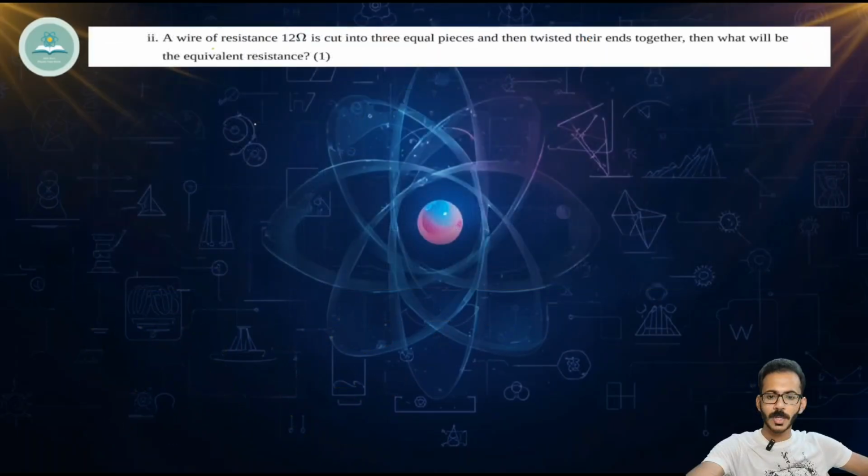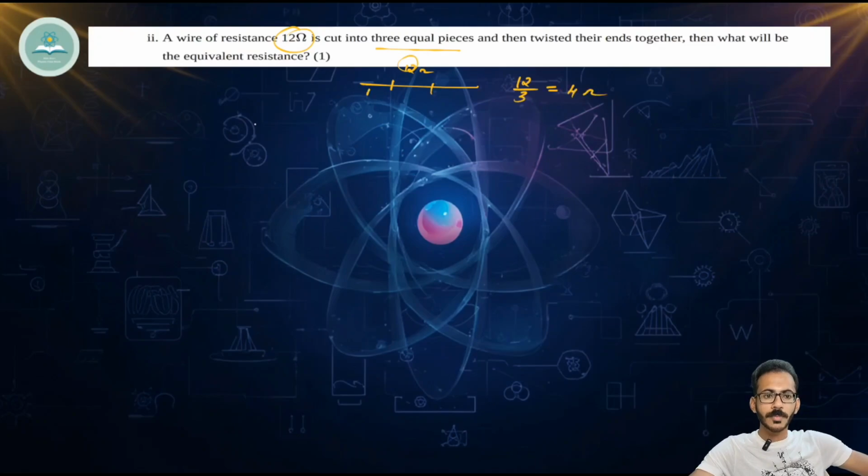In the second question, a wire of resistance 12 ohm is cut into 3 equal pieces. Just now we have seen a similar question. If the same piece of wire is cut into 3 equal pieces, its total resistance is 12 ohm. So if we divide 12 by 3, then each piece will be 4 ohm. So each piece will be 4 ohm, 4 ohm, 4 ohm resistance. Then their ends are twisted together. Then what will be the equivalent resistance?